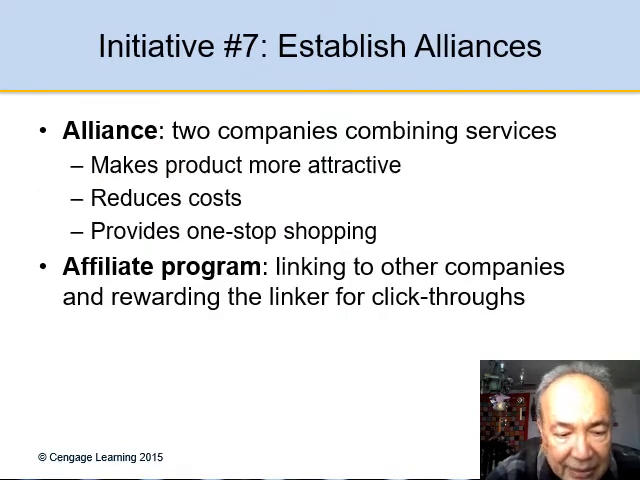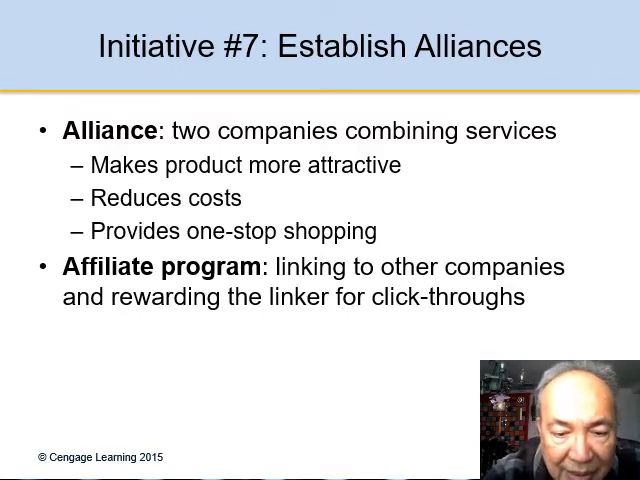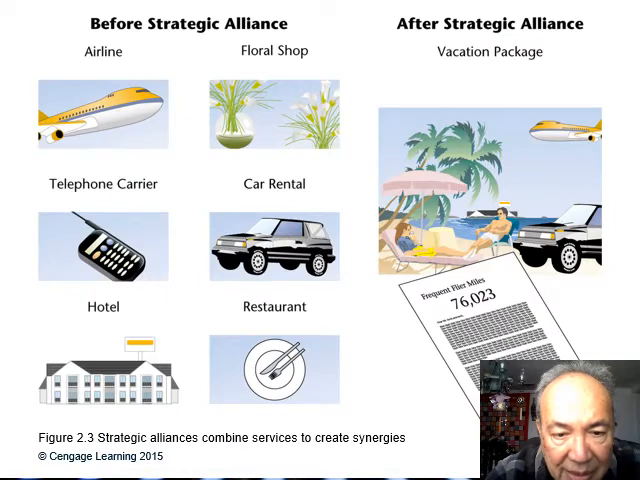Establish alliances of two companies combining services makes the product more attractive and reduces cost and provides one-stop shopping. Okay. An example of this is a company selling almost all things there, linking to other companies and rewarding the linker for click through. And the last, this is the strategic alliances here.